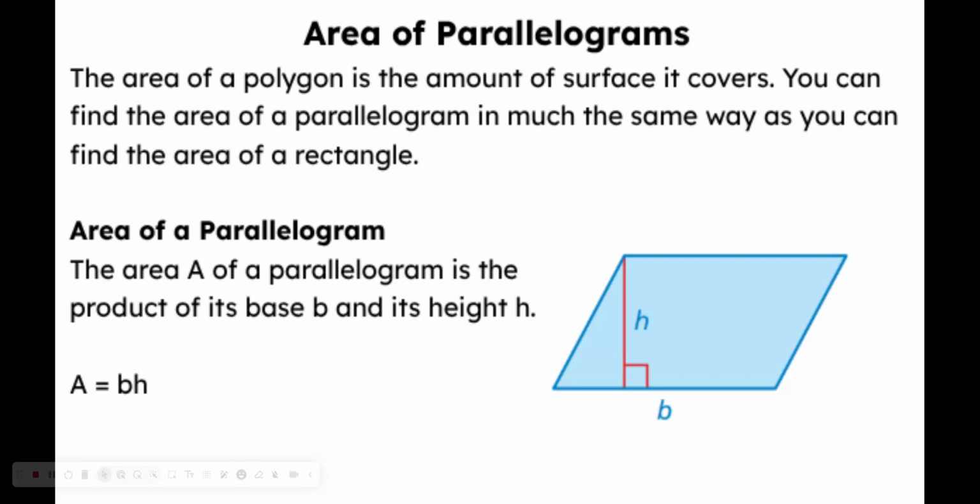The area of a polygon is the amount of surface that it covers. You can find the area of a parallelogram in much the same way as you can find the area of a rectangle. So the area, capital A, of a parallelogram is the product, which means we multiply, of its base B and its height H.